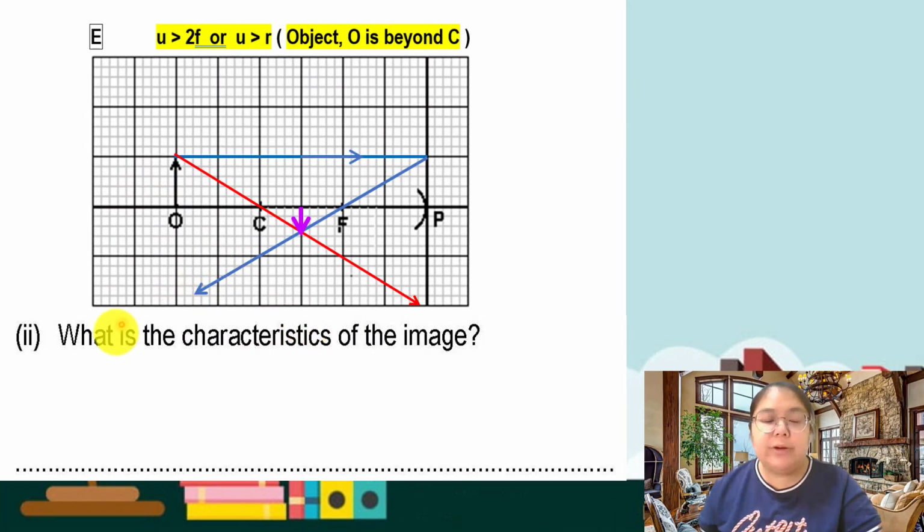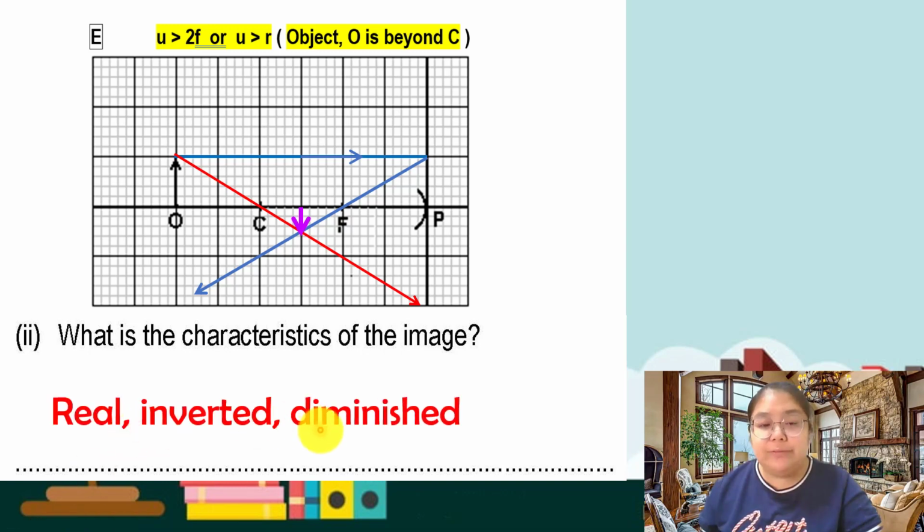Okay, so from this question, if they ask you for the characteristic, you need to mention what the characteristic is. The characteristic is the same as the answer just now, the last one from the table. Okay, it's real, inverted, and also diminished.